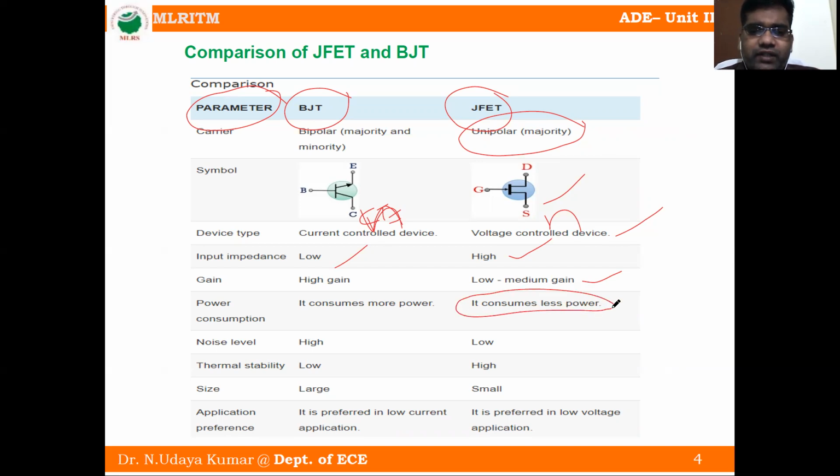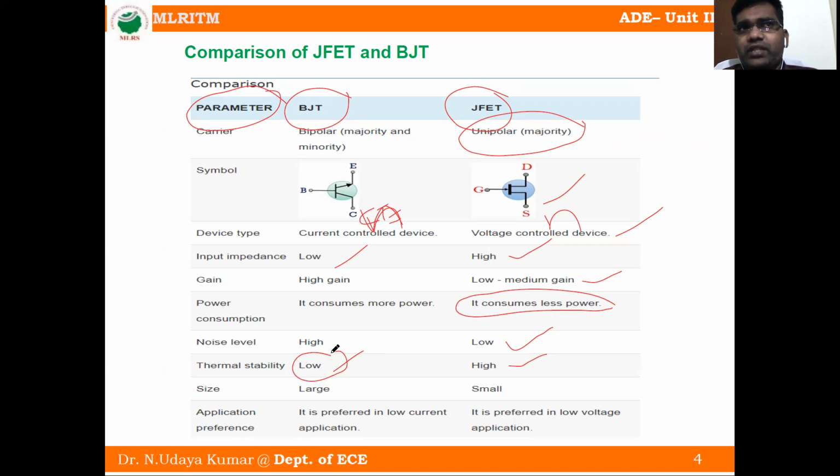Next, noise level. Noise level is high in BJT because reverse saturation current increases, so noise levels are very high, whereas in JFET or FET, we will get only low noise. Thermal stability is low in BJT and high in FET. Why is thermal stability low here? When temperature increases, BJT parameters change.